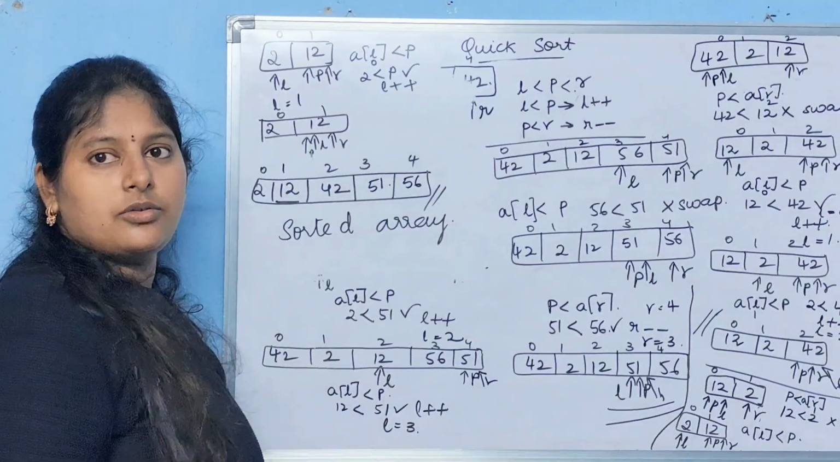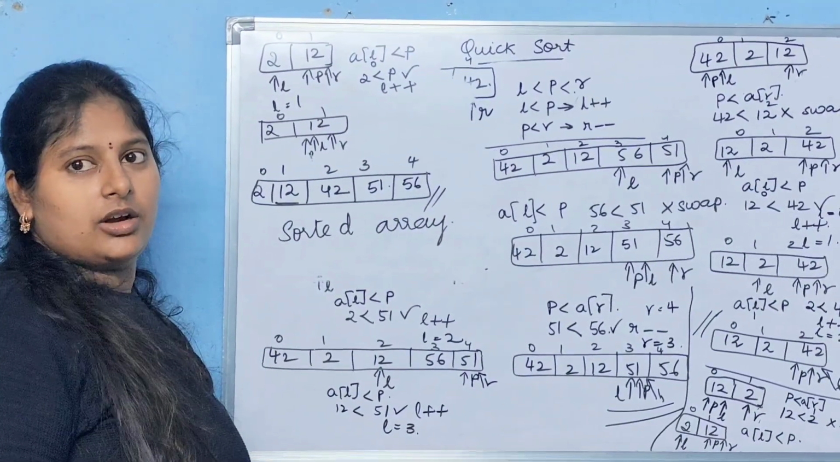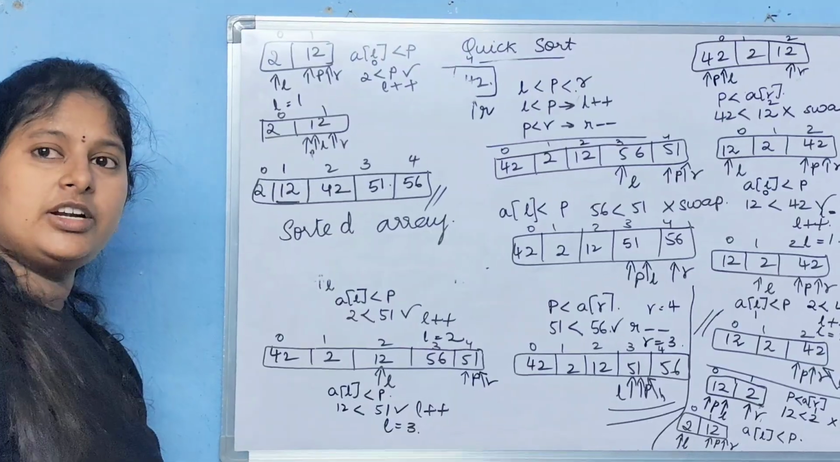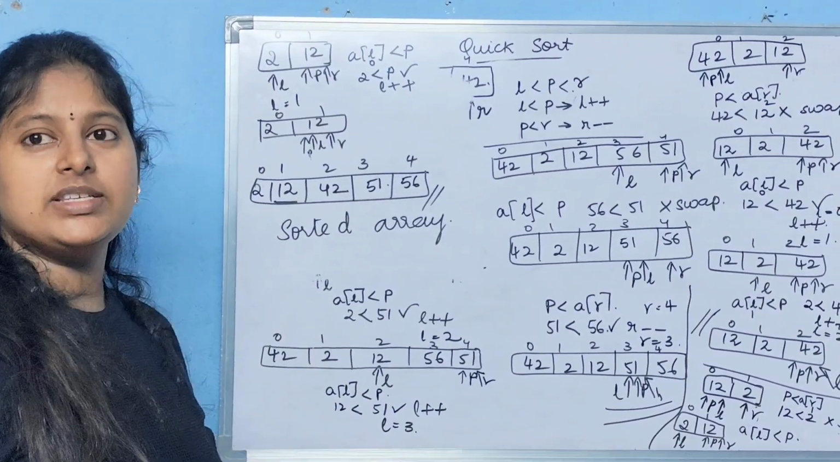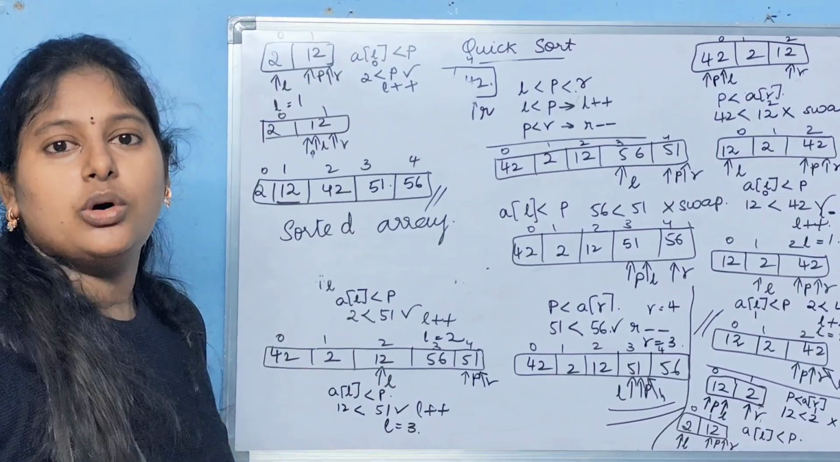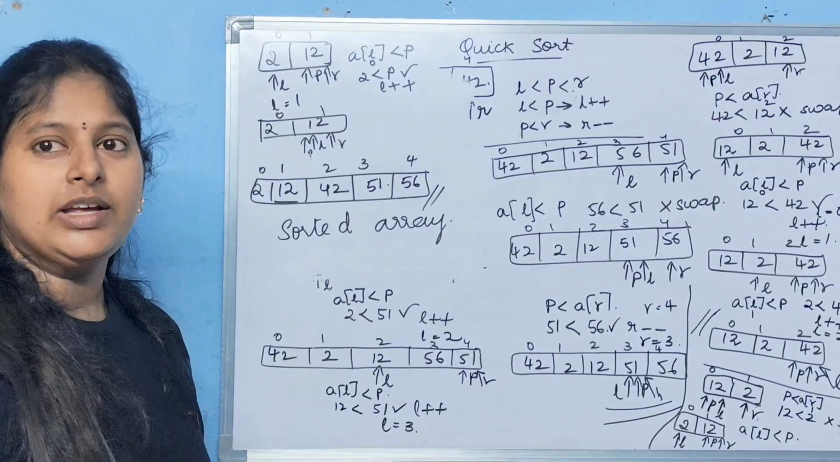Okay. This is how you perform quick sort for a given array of elements. I hope you all have understood. In case you have any doubts, please let me know in the comment section. In case you need one more example, I will give it for you.